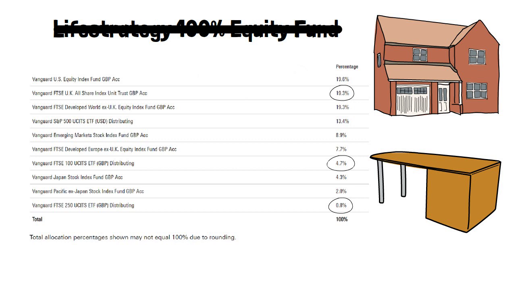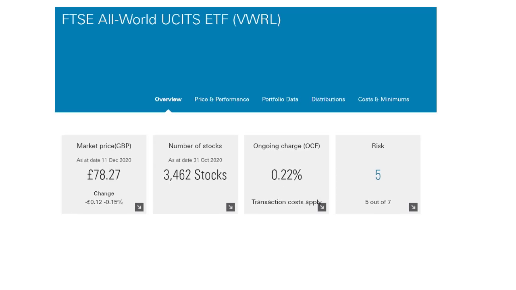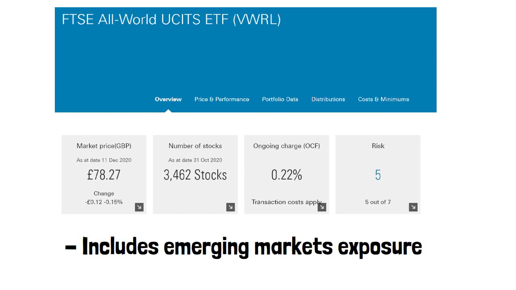The breakdown of the remaining three funds was as follows. First up is the FTSE All World UCITS ETF. This tracks the performance of the FTSE All World Index and is comprised of large and mid-sized company stocks in developed and emerging markets. This benchmark has returned around 145% over the last 10 years, but remember, past performance is not a reliable indicator of future results. This fund contains around 3,462 stocks and has an ongoing charge of 0.22%.